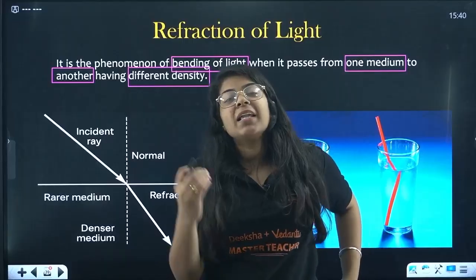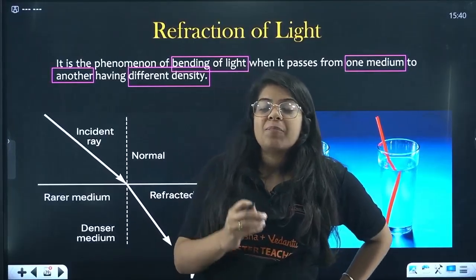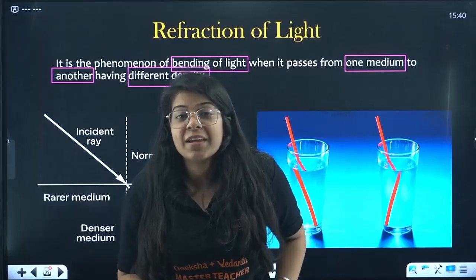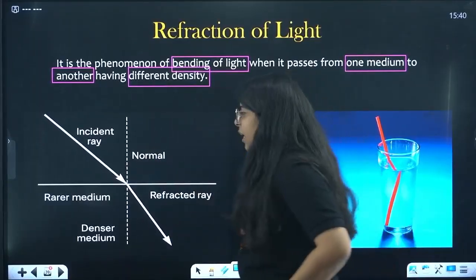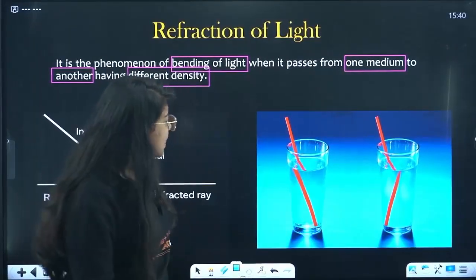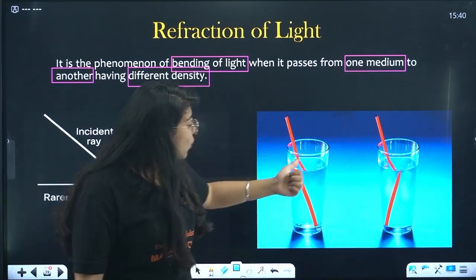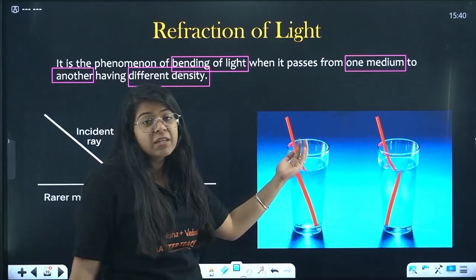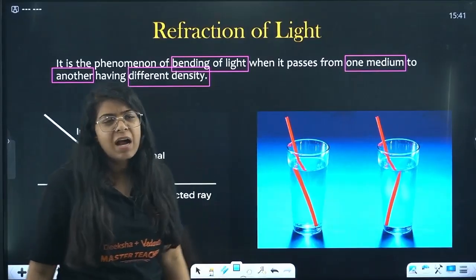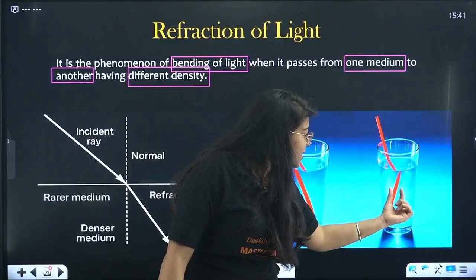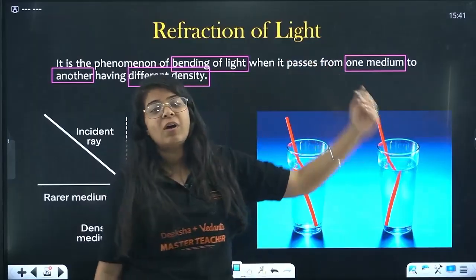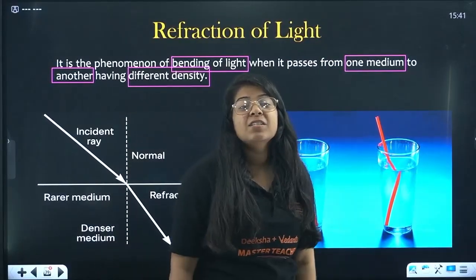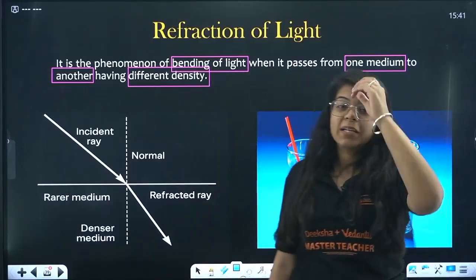So the bending of light when it changes medium and the media have different densities is called refraction of light. And you have probably seen these things, right? You put a straw. Now what is happening? The light from this straw inside the water is coming outside the water, then going into our eyes. It is going from inside the water to the air, then going into our eyes. So it is changing the medium in between, and hence it is bending.